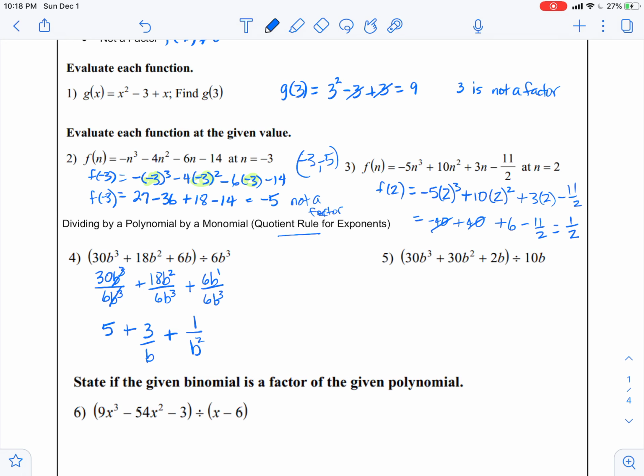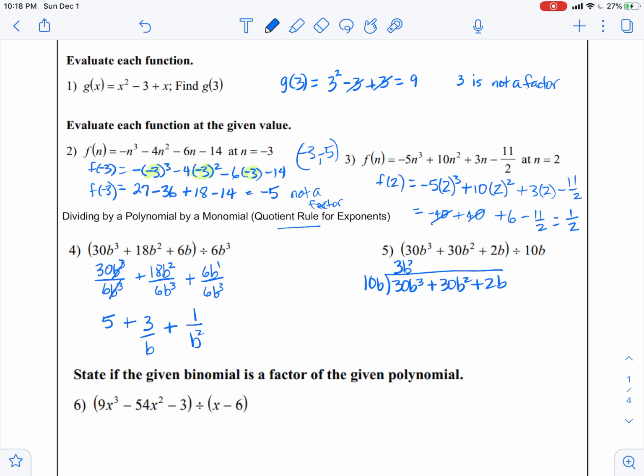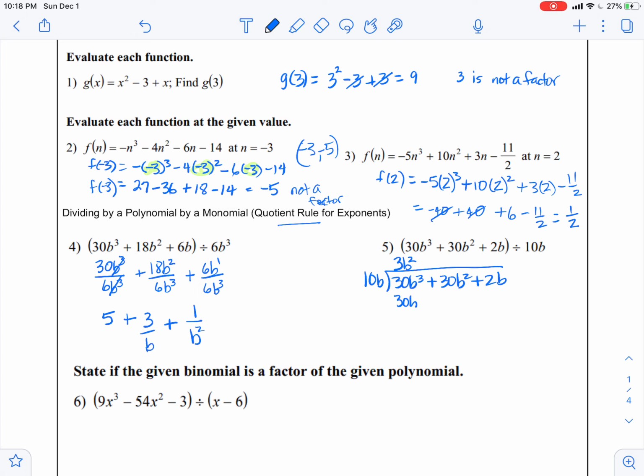But let me show you another way, okay? And that is doing our regular long division, okay? And we'll see if you can follow me through this one, okay? So what would I need to multiply 10 by to get 30? Well, that's easy. That's 3. What do I need to multiply b by to get b cubed? And that would be a b squared. Okay? So 3b squared times 10b would be 30b cubed. And remember, we subtract at this point. There's nothing left over. So I bring down my next set of numbers.